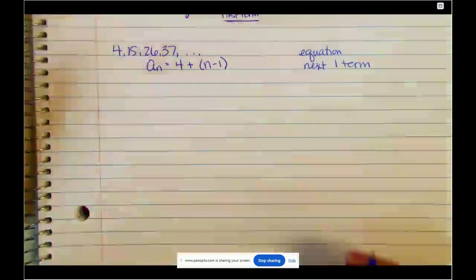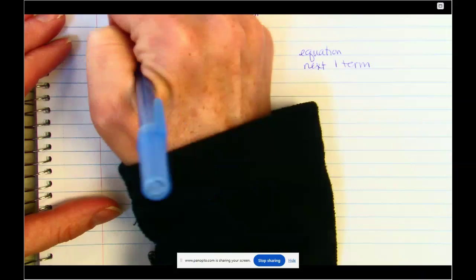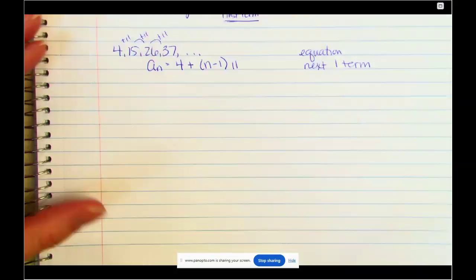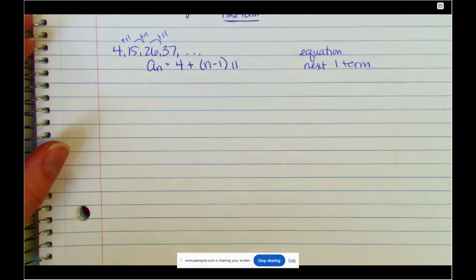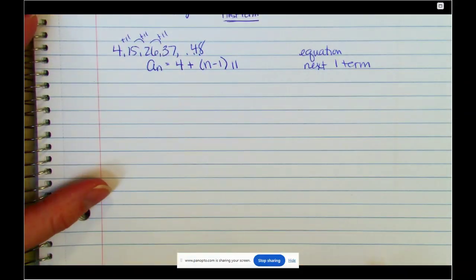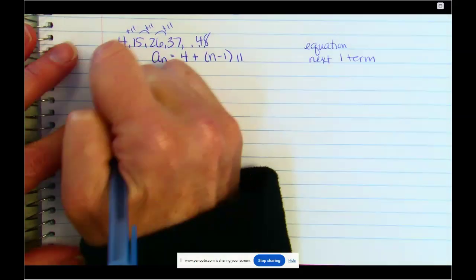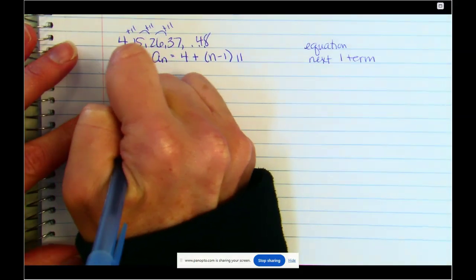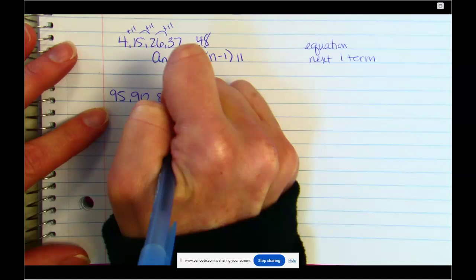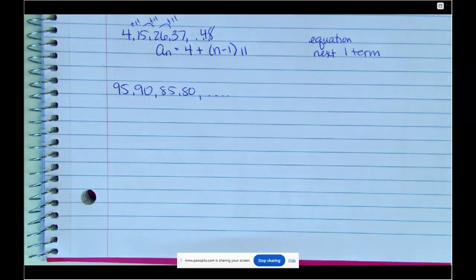And then what's our common difference? 11, because 11 is what we're adding by every time. Okay, what's the next number? 48. 48, because add 11. Okay, we're gonna do one more. Well, let's do this one. This one's pretty easy here. Okay, same thing. I'd like the equation and the next term, please. The equation and the next term.